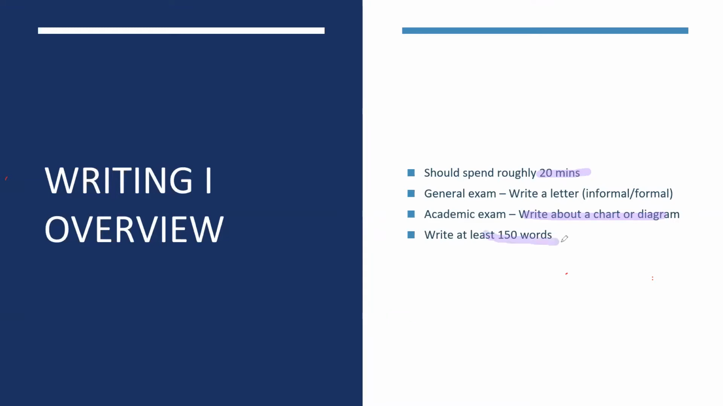Make sure to write at least 150 words, though I do recommend that you write about 170 to 200. Lots of students try to count how many words they have, and that takes 2 minutes to count. It would just be better for you to write an extra sentence or 2 in that time to expand your word count.